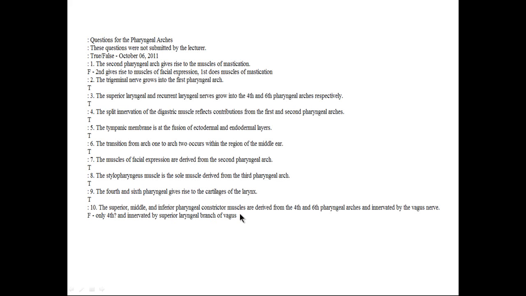The superior, middle, and inferior constrictors are derived from the fourth and sixth pharyngeal arch and innervated by the vagus nerve. This is very, very picky, and I don't think you got to know the separation between those two nerves, but it is false. Do know that 4, 6 is done by 10.